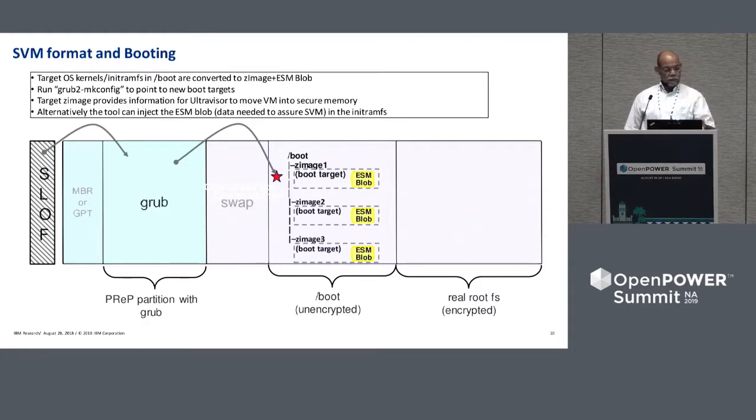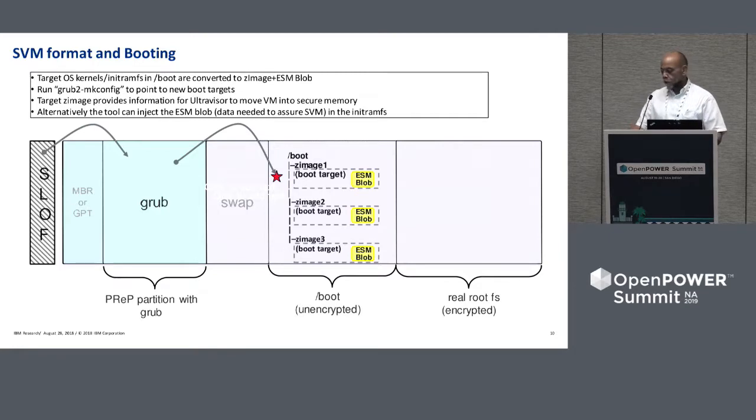So you start off in SLOF, you go to GRUB, which loads the Z image. The Z image runs, you get these new boot targets, the Z image runs, and eventually does an ultracall to move this whole thing into secure memory, and then it becomes secure.